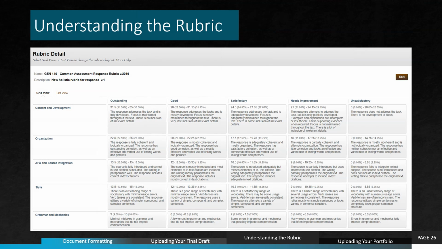The rubric is how you will be marked for your assessment. This is the same rubric that we used for the midterm, the open book CRT, for the cause and effect response. There are 5 levels of achievement, and there are 5 criteria: content and development, organization, APA and source integration, style, and then grammar and mechanics. The weighting is the same for the categories as it was for the midterm, with content and development and organization being the largest portion of your mark at 60%.